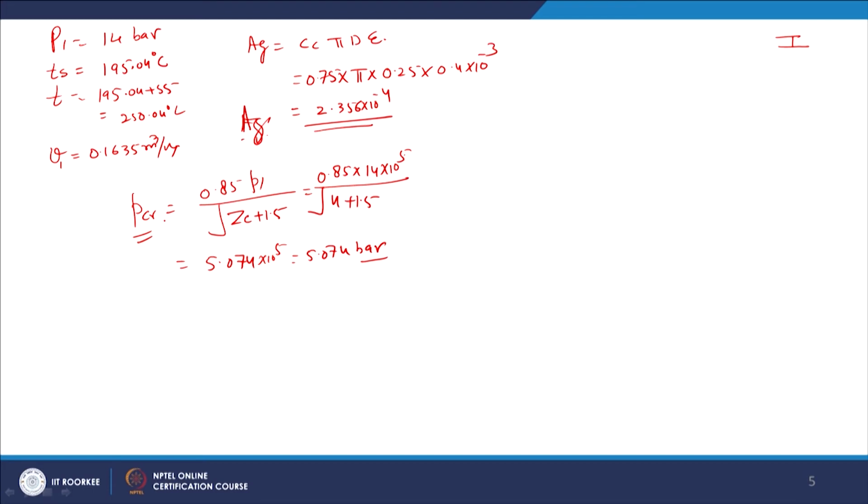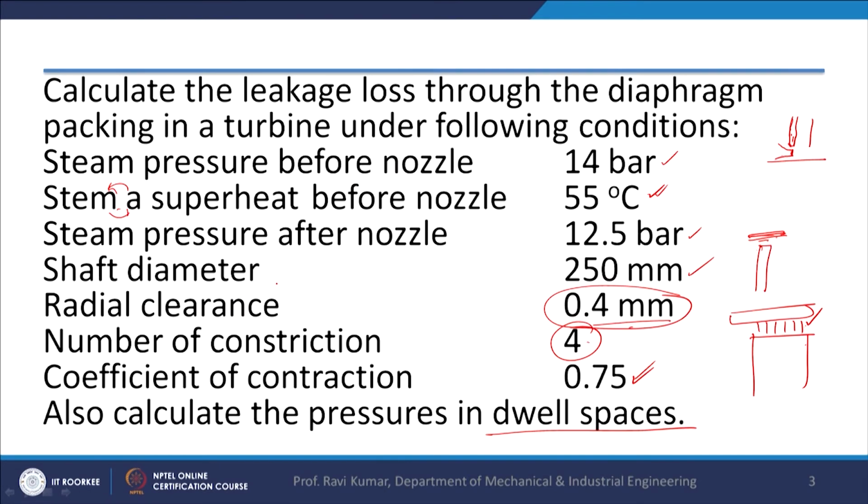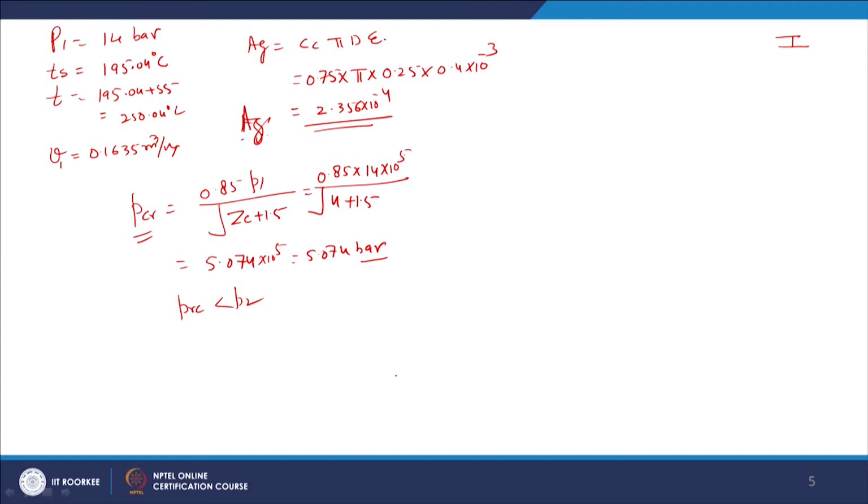Now, the critical pressure is less than P2. P2 is this 12.5. So, it is less than P2. So, the steam leakage, because we have different equations for different conditions, will be determined by the equation m is equal to Ag under root P1 square minus P2 square divided by Zc P1 V1.